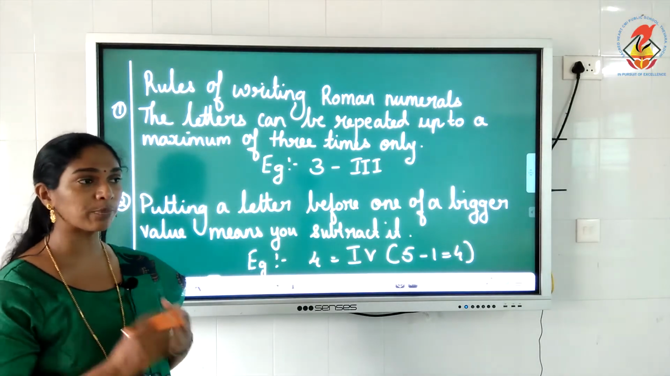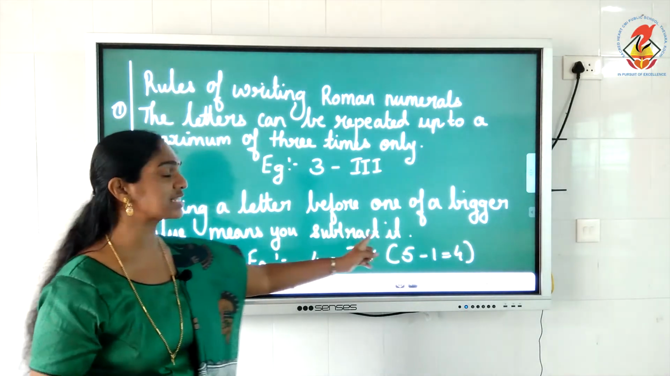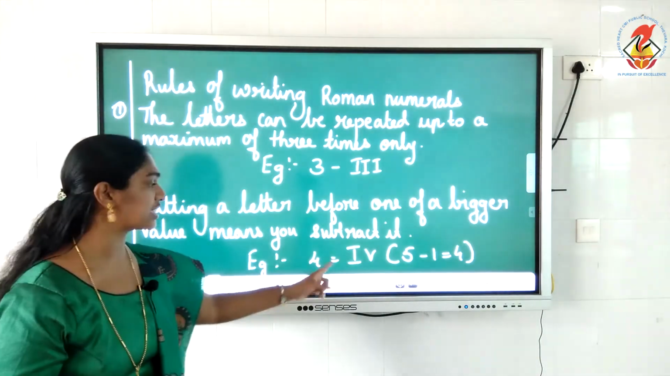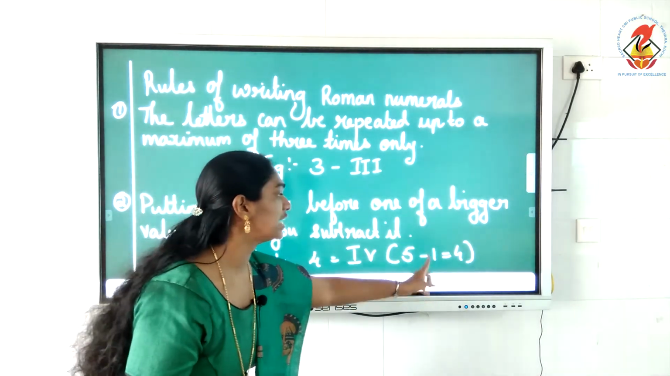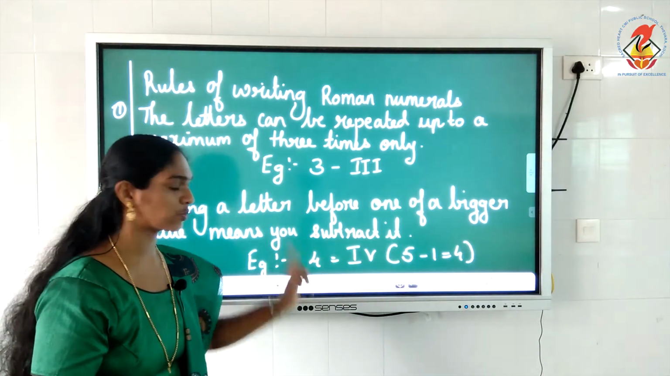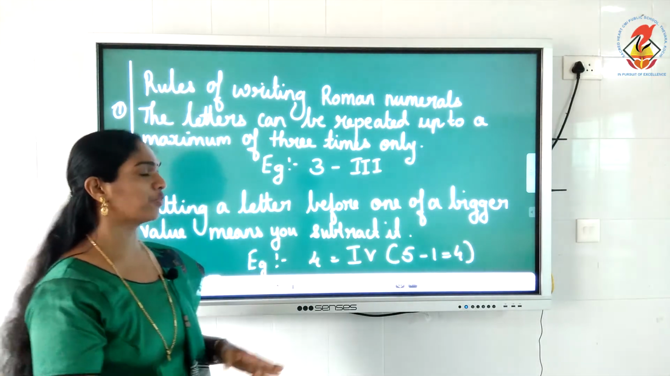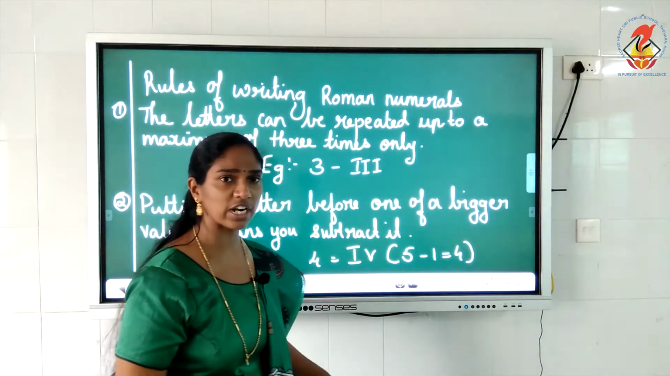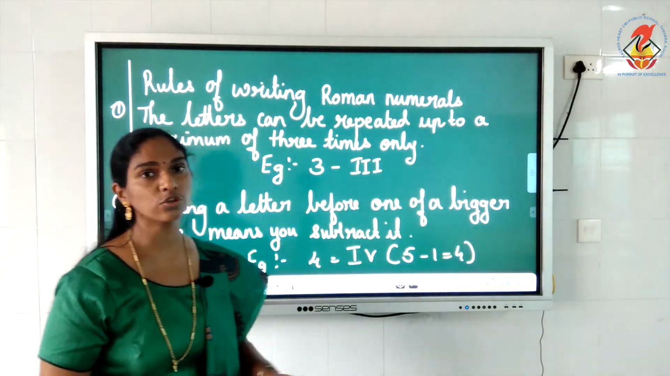If I put a letter before a bigger value, what is the meaning of that? It means you are subtracting it. See, I have shown you in the example. We know 4 is written as IV. So it means 5 minus 1, that is equal to 4. If you put I in front of V, V is bigger than I, so it means 5 minus 1. Why 1? Because I is 1. So 5 minus 1 is equal to 4.